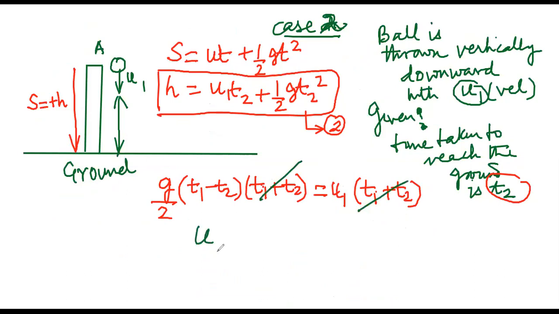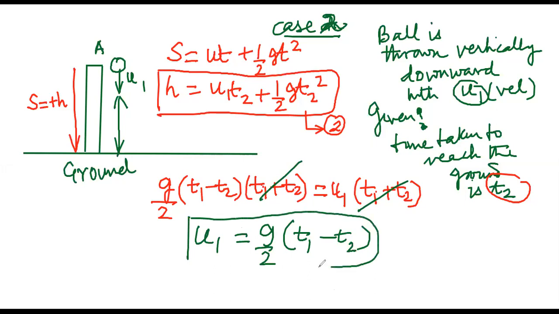You get the value of u1, the velocity with which the body was thrown, as g by 2 (t2 - t1). So we have got the magnitude of the velocity, which will be g (t1 - t2) by 2, with this being t1 and this being t2. So you have got this value of u1. Is it clear?